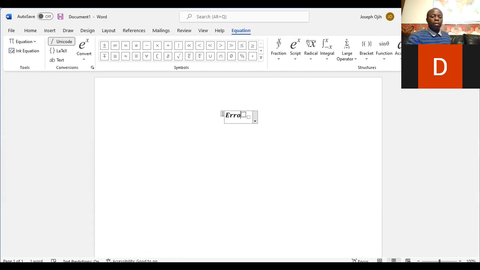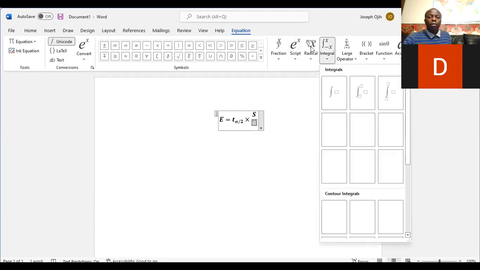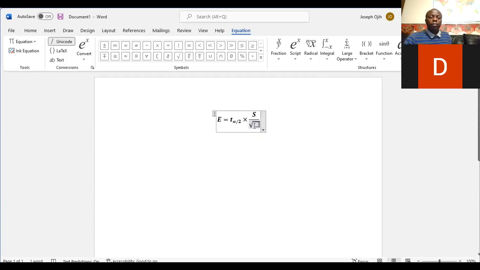Okay, E equals t alpha over 2. Look at alpha right here. Alpha over 2 times the standard deviation, which is the sample standard deviation over the square root of n, the sample size. Okay, which is t with 40 alpha over 2.